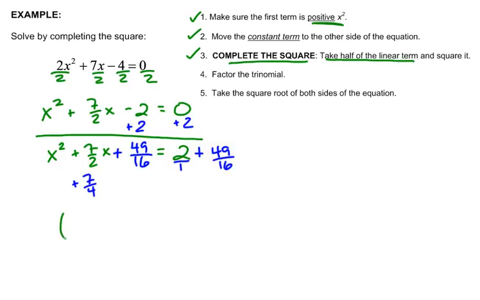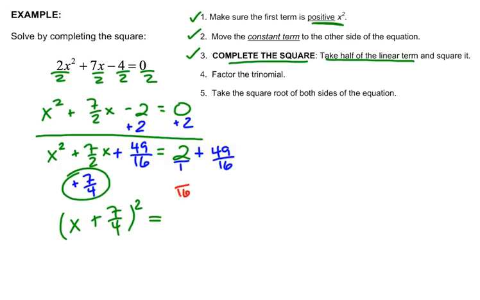Okay, again, we know every time that this is going to turn into a square binomial, so we'll have x with something being squared. So in this case, it's going to be plus 7/4. So we've got x plus 7/4 squared. And over here, we've got 2, and we're going to add 49/16 to that. Remember, you have to get a common denominator. That would be something over 16 would be our common denominator here.